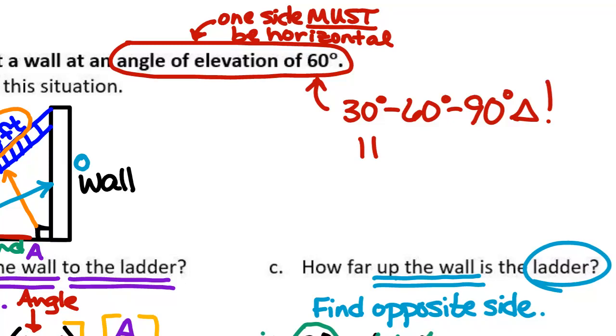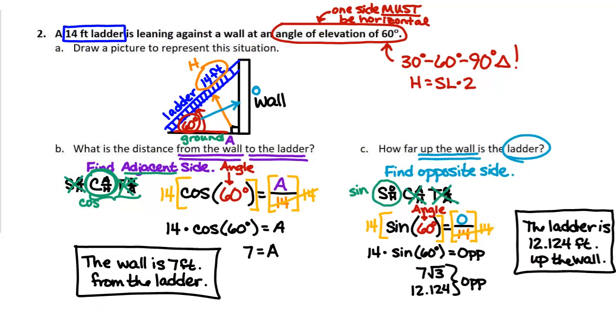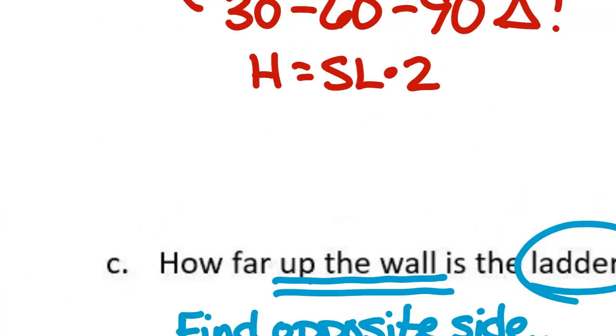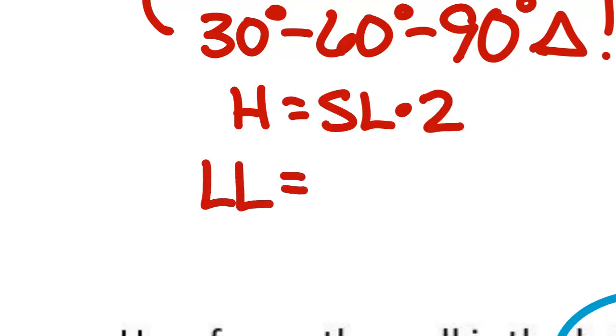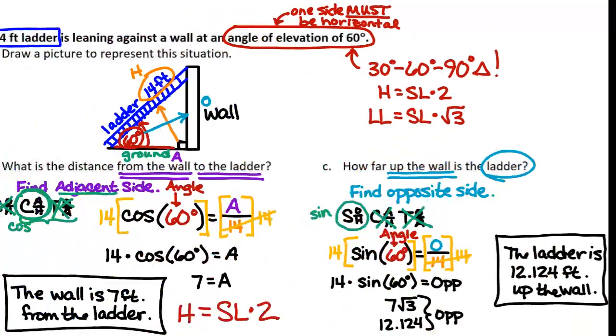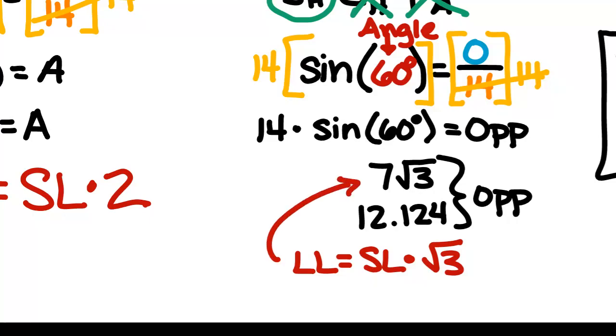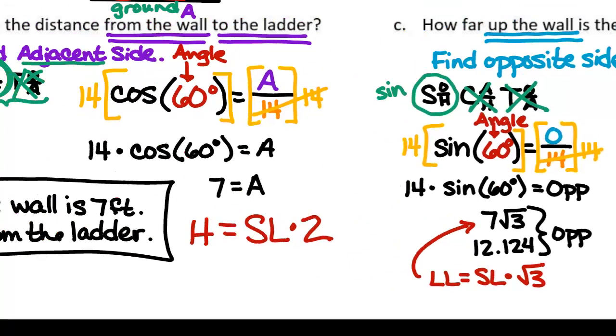So we could have done hypotenuse is equal to short leg times 2. We could have used that here. Hypotenuse equals short leg times 2. So the short leg was half of that. It was 7. That's why we got that whole number there. Long leg is equal to the short leg times the square root of 3. The long leg is that distance up the wall. So long leg equals the short leg, which we found out was 7, times the square root of 3. That's what we saw right there. That's why we had that radical.